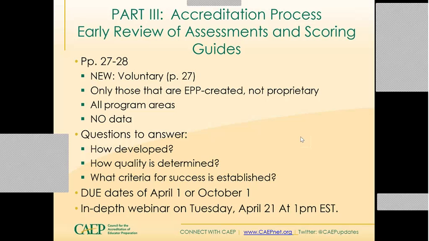And the questions that you'll answer if you do submit early review of assessments is how they were developed, how your quality of those assessments has been determined. So think about your reliability, your validity, your relevance, and what criteria for success have you established. So, for example, if you have a 5-point rubric, is 3 the acceptable level for candidate performance? And if so, how did you determine or establish that that would be your criteria for success?